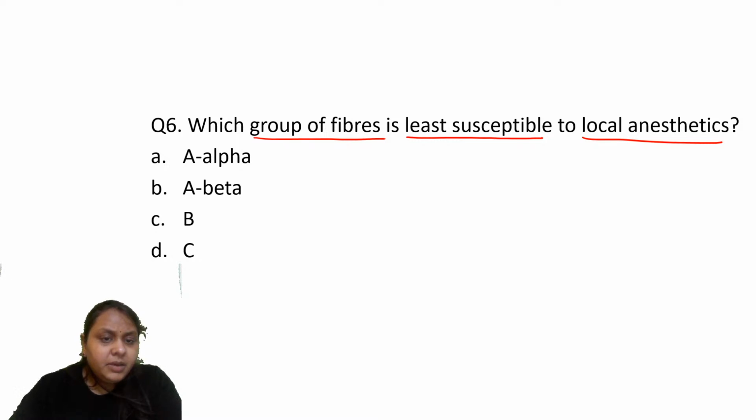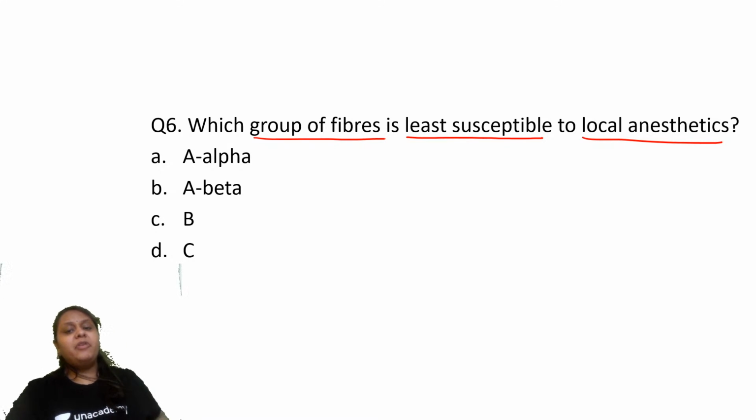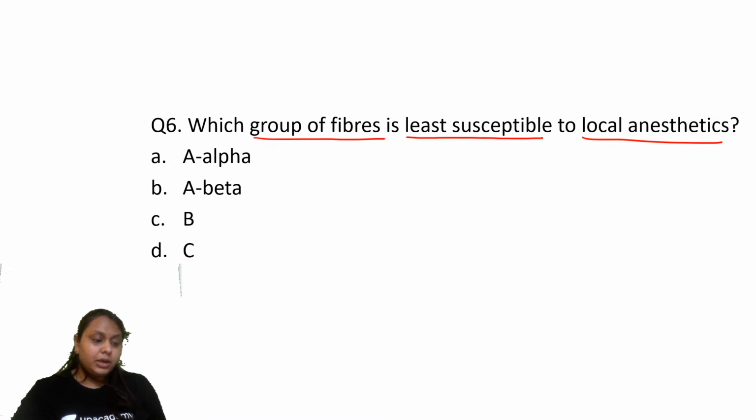Now coming to the 6th question, which group of fibers is least susceptible to local anesthetics? A alpha, B beta, C B, or D C? What should be the answer for this? Least susceptible, it is asked. Dr. Kunal, Dr. Khushi, what should be the answer for this? A alpha, A beta, B fibers, or the C fibers?